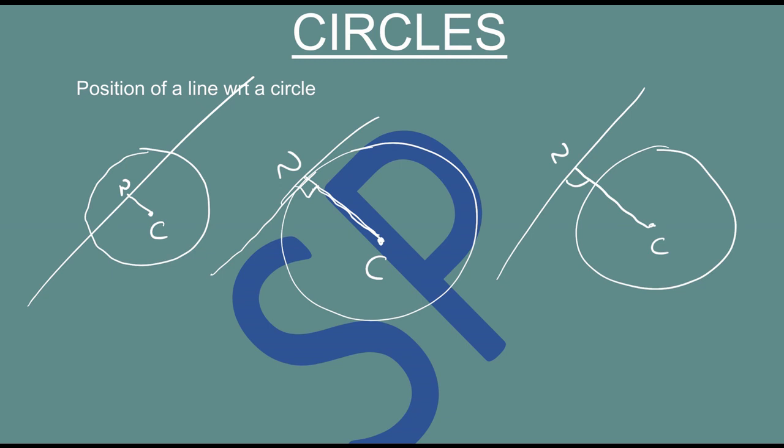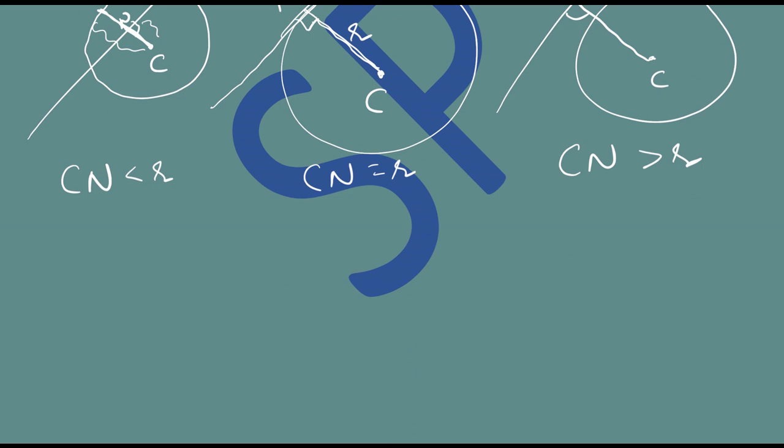Now you can see that in this case the distance from center to the line is less than the radius. This is radius, this is the distance. We have distance from center to the line is less than the radius. In this case, distance from center to the line is equal to radius. That is when it is touching. Now here, distance from center to the line is more than the radius. So this is what we say.